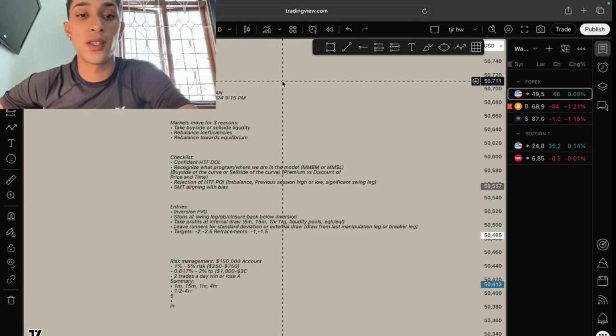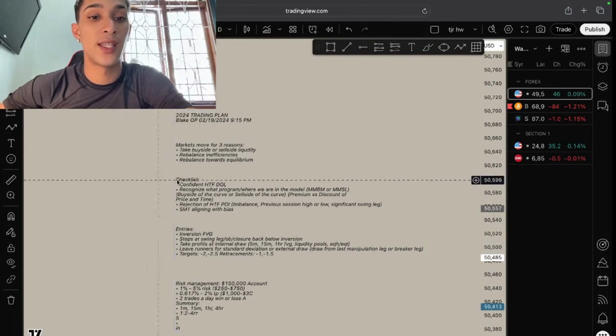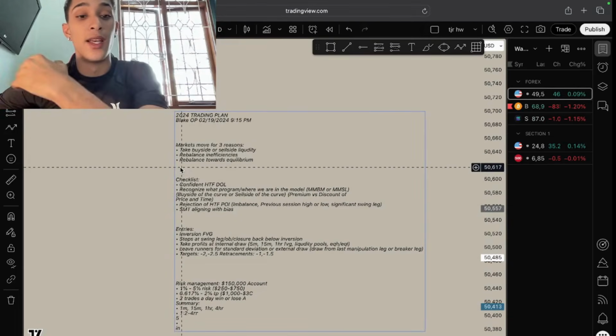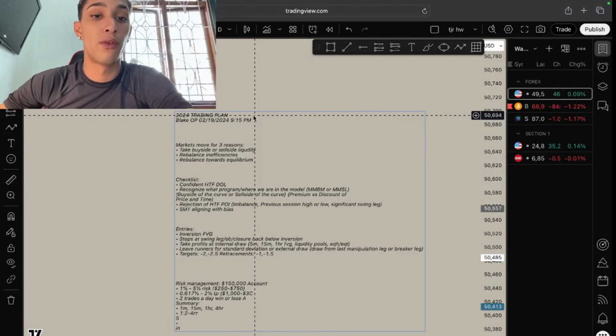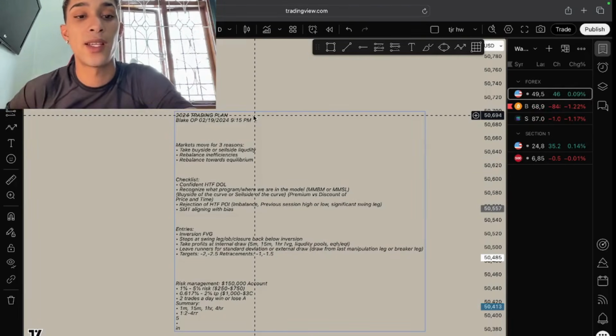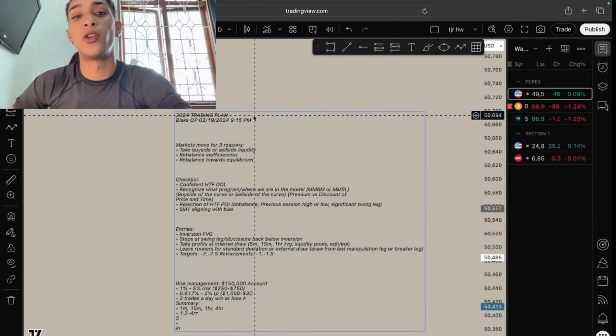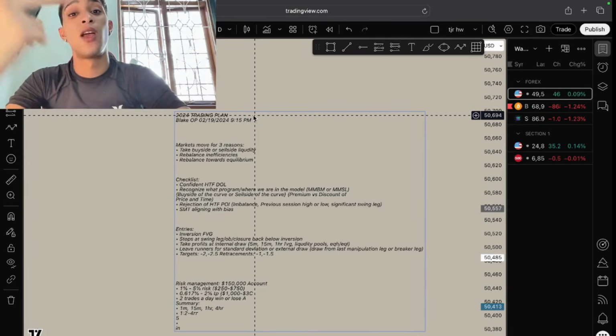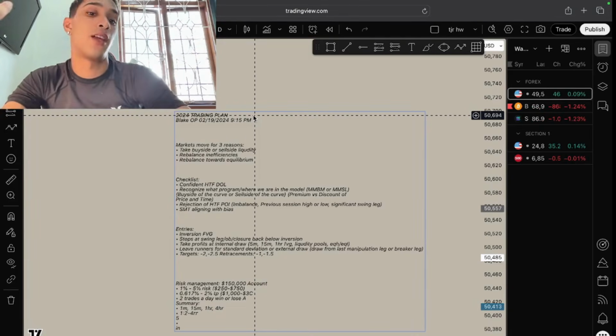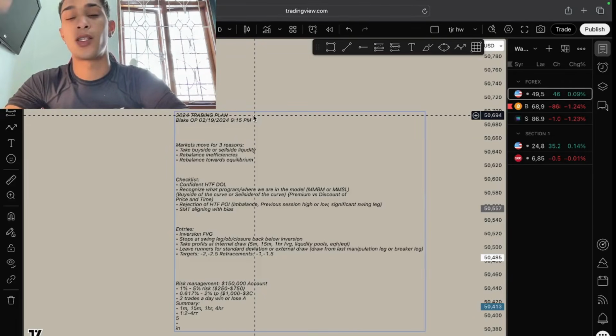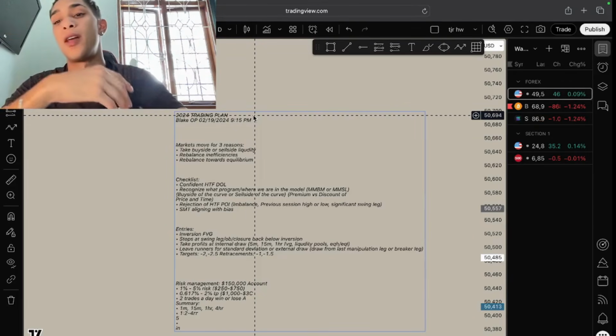So first things first, this trading idea is exactly the same as the mech model. It is based on the fact that the market moves for three reasons. It's either looking to take out buy side or sell side liquidity, or looking to rebalance inefficiencies, being fair value gaps, order blocks, and that's pretty much it. Fair value gaps and order blocks, and I guess rejection blocks, but don't even worry about that.